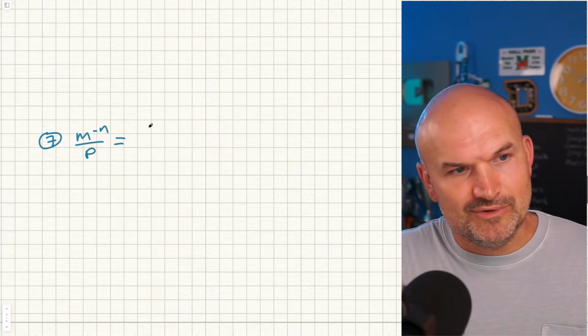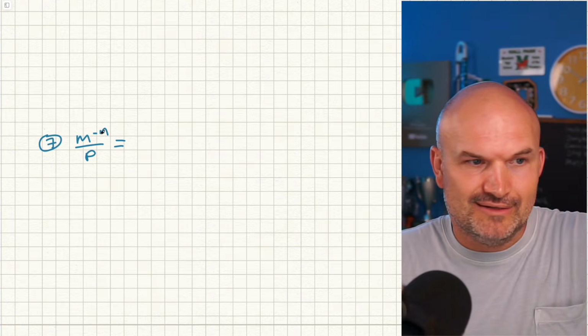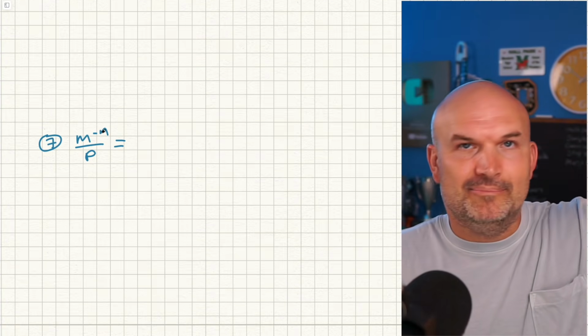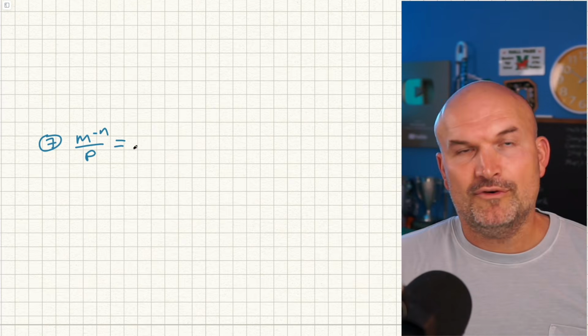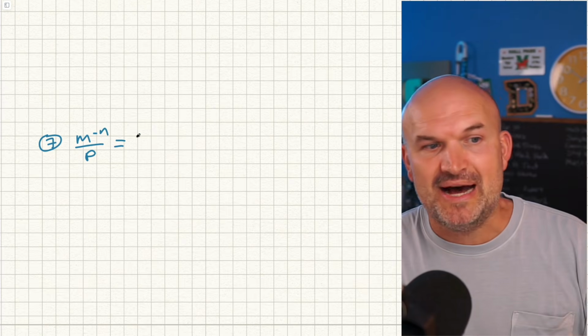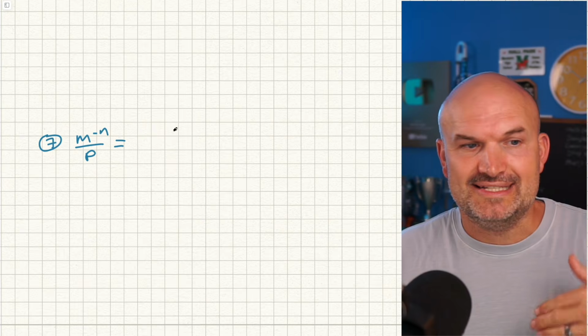Next one is going to be the exact same rule. You can see here, now my m is in the numerator, but I have a negative power. So therefore, if I want to make it positive, I need to put this exponent in the denominator.